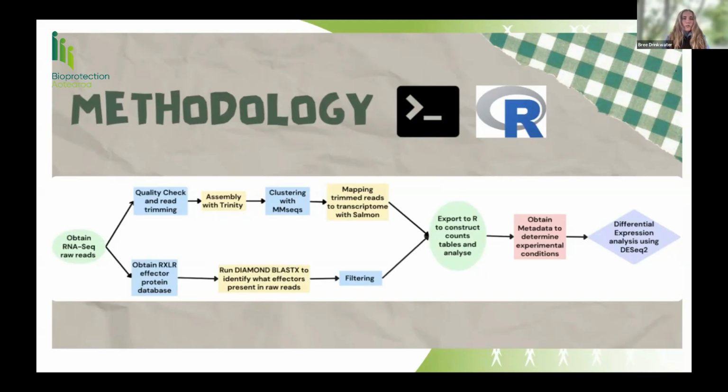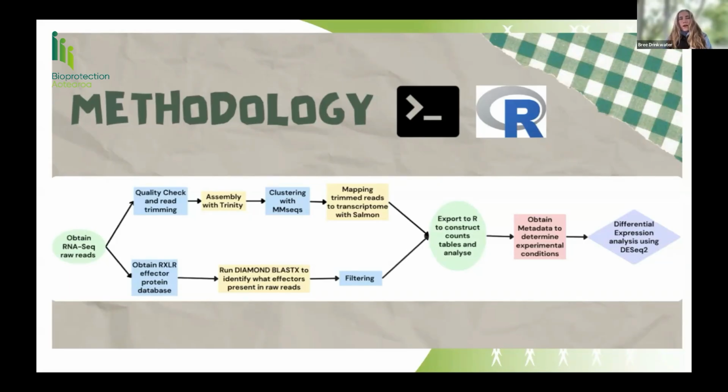The other pipeline I took, which is the top boxes. Sorry, I don't think my mouse can point to the things, otherwise it would be a little bit easier for you all to see. But that was the bottom pipeline. So the top pipeline, I did a bit of quality checking, and then I assembled a transcriptome with Trinity, and then clustered with MMseqs and mapped these trimmed reads using a transcriptome tool called Salmon, and then also exported to R for differential expression analysis.